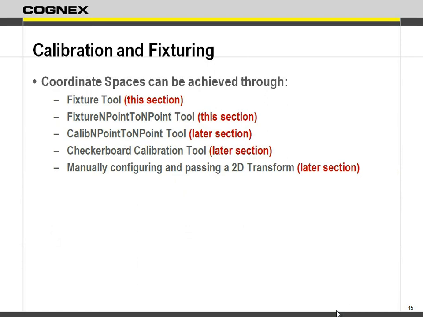And there are a few different ways that you can create a coordinate space. You can do it through the fixture tool or the fixture endpoint to endpoint tool. So these are just moving where your location point is. It does not change calibration, it just moves where your location point is. Then you can also calibrate. So you can do either calibrate endpoint to endpoint or checkerboard calibration, or you can also manually configure your own 2D transform and pass it in, because everyone likes doing that. Yeah, I'm not covering that. Okay, they say later in the section they're lying. Liars! So no, but there is a way to pass in your own transform.